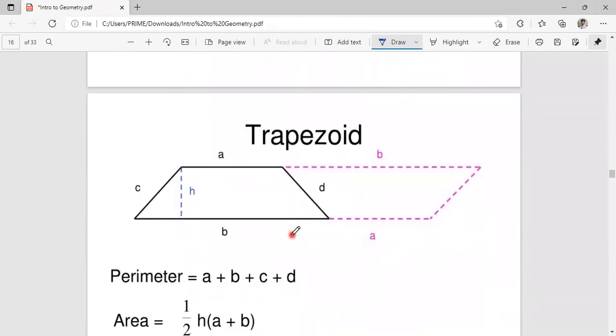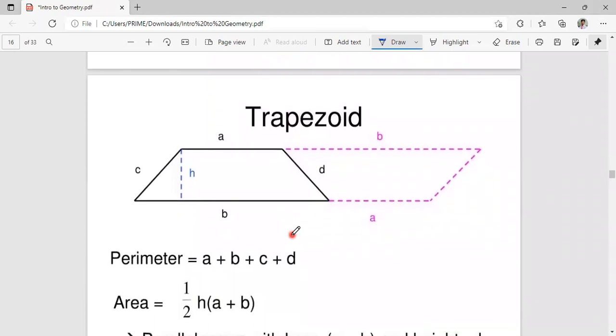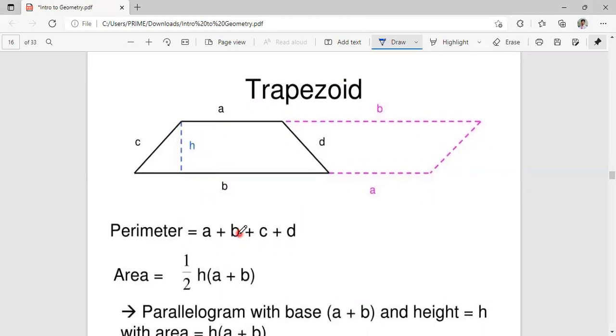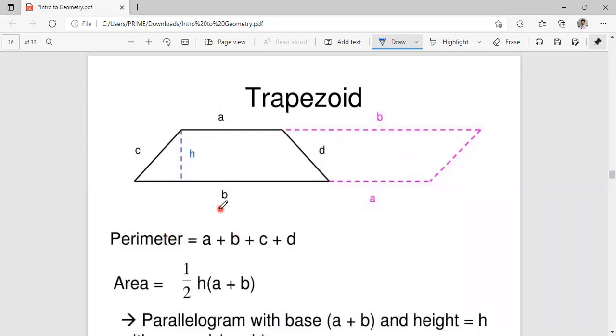How do we find the area and perimeter of this trapezoid? A trapezoid is half of a parallelogram, as the dotted line shows, like this is a parallelogram. For the perimeter, we have to take all 4 sides over here: A, B, C, and D. These two are the parallel sides, and this one side is not parallel.